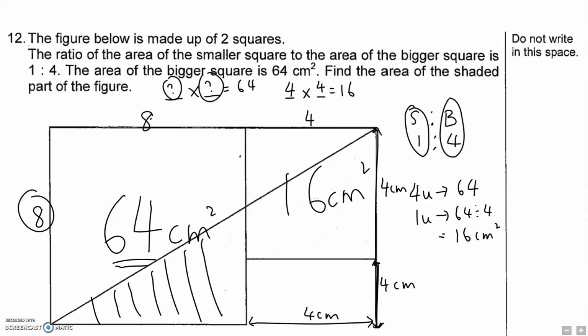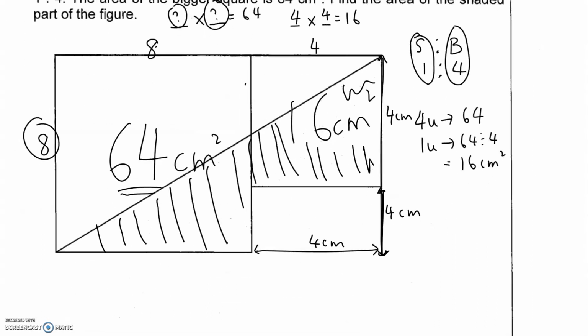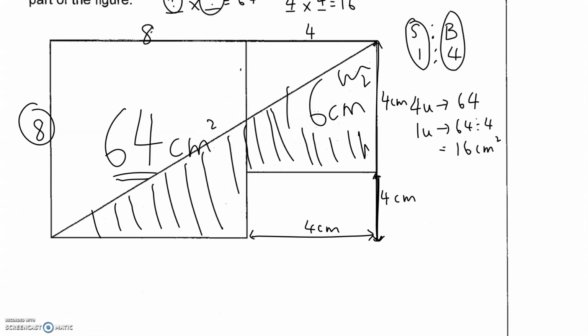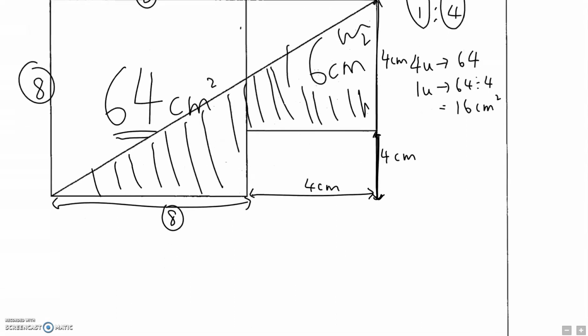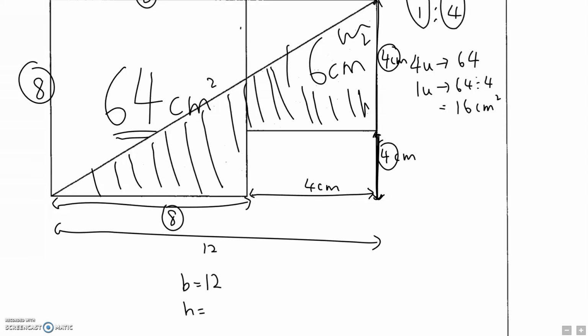The shaded part in my worksheet here is not very clear, so I'm going to just shade it back. Now you will find that this somehow looks like a triangle, and a triangle goes by a base and a height. This is, by the way, 8 because the opposite side is 8, this is also 8, and you will know that the base over here is a total of 12. So the base is equal to 12, and the height is 4 over here plus 4 over here, which gives you a total of 8 centimeters.